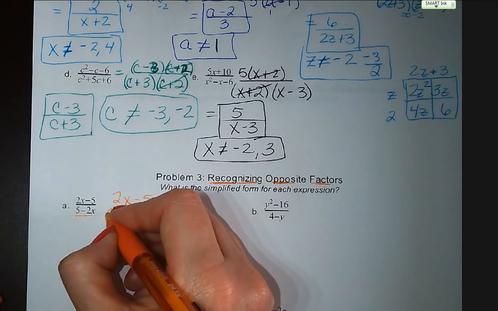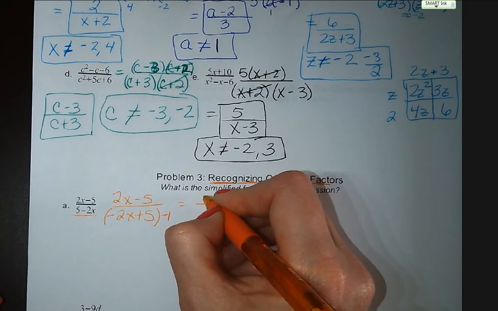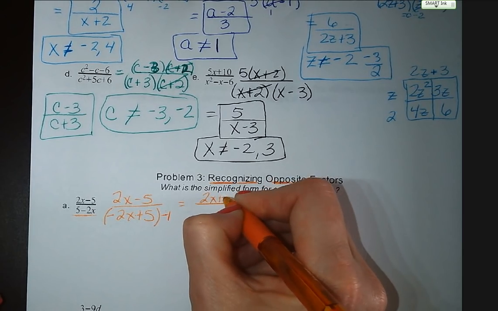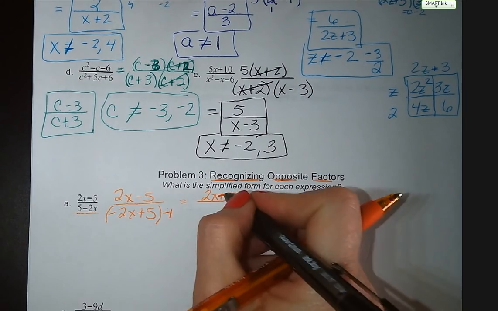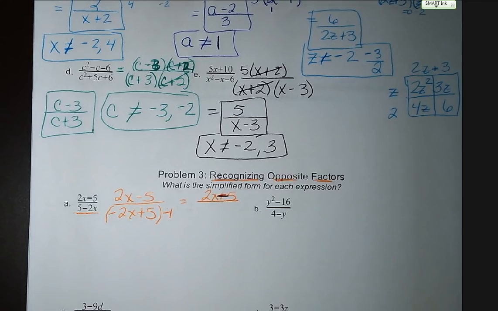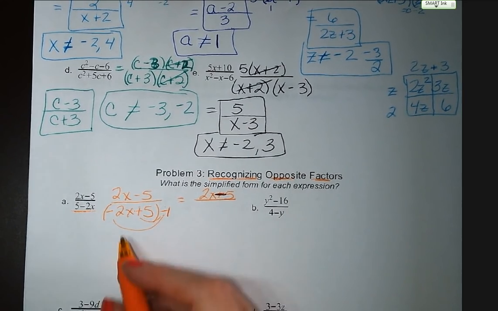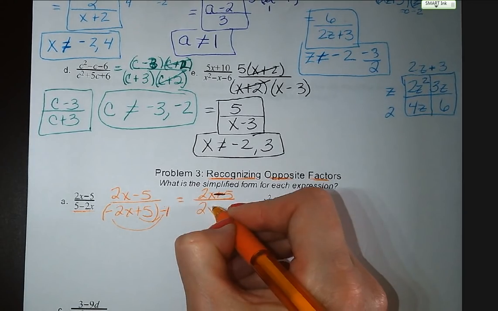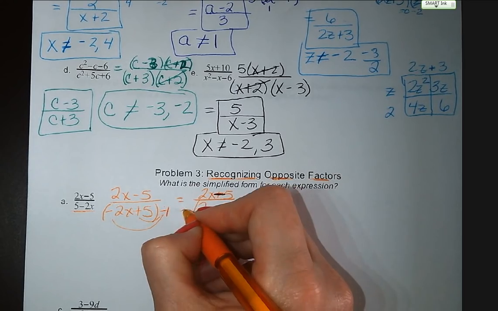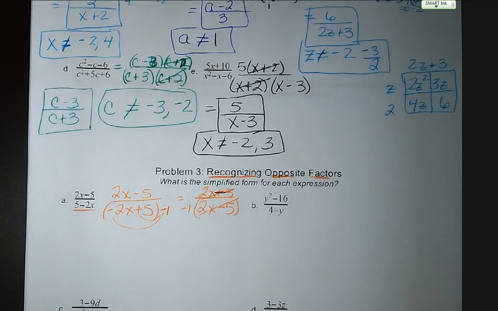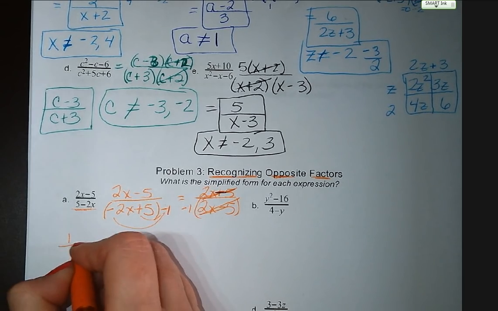We'll take it out of the bottom. So we have 2x minus 5 over 2x minus 5 times negative 1. Oh, I guess I don't have to do that, do I? Yeah, because we're factoring out the negative, so we have a negative 1 on the outside. Our 2x minus 5s cancel out, and we're left with 1 over negative 1, which is just negative 1.